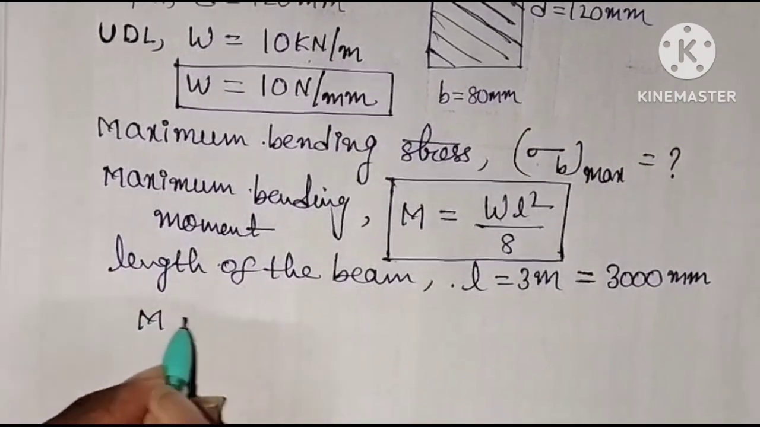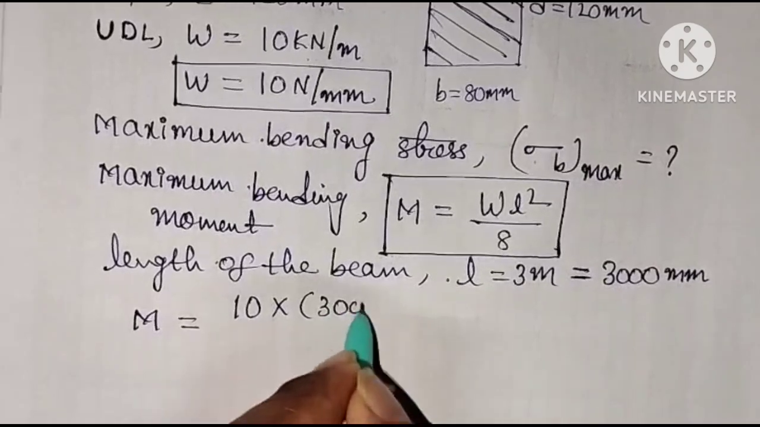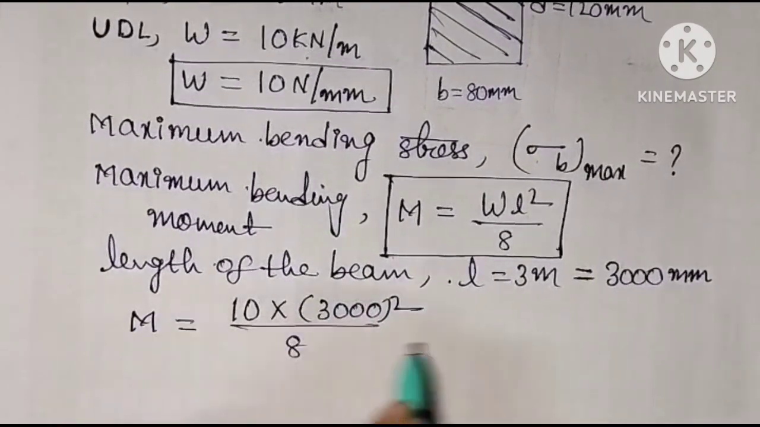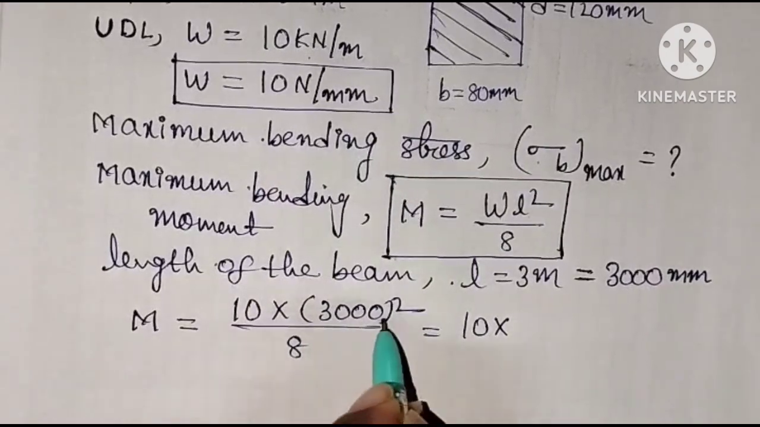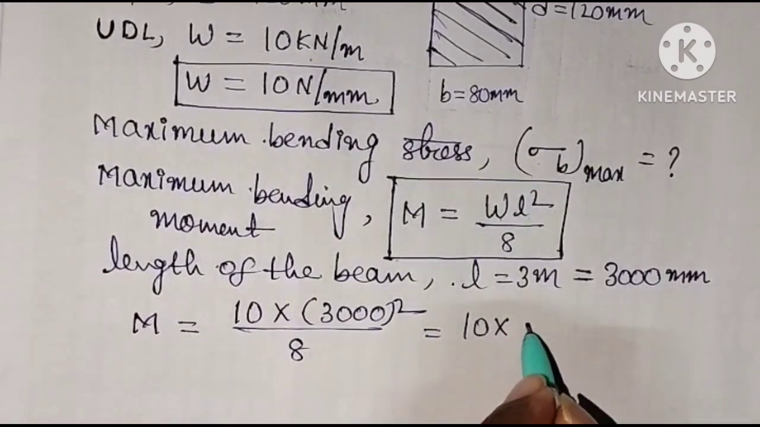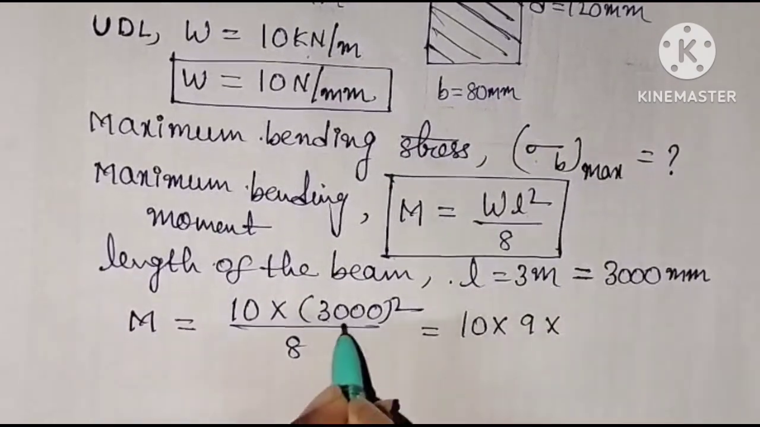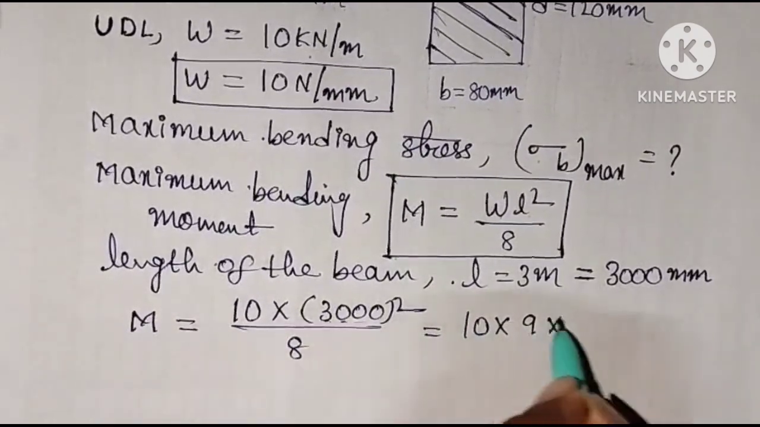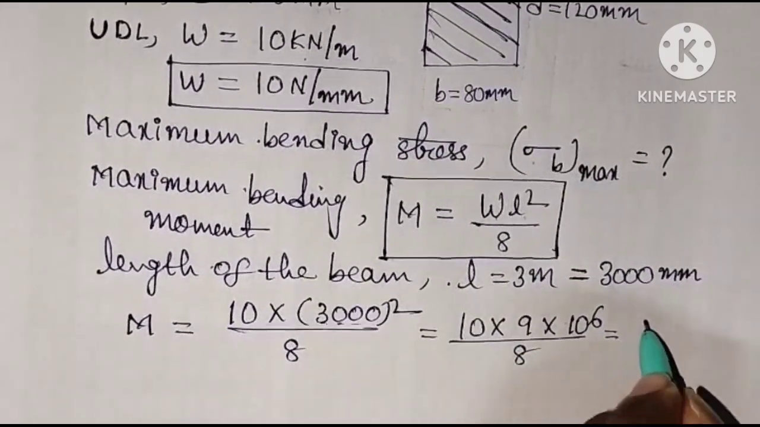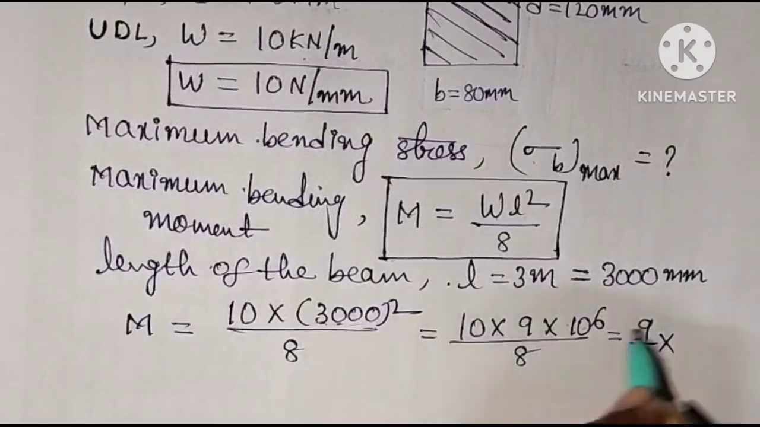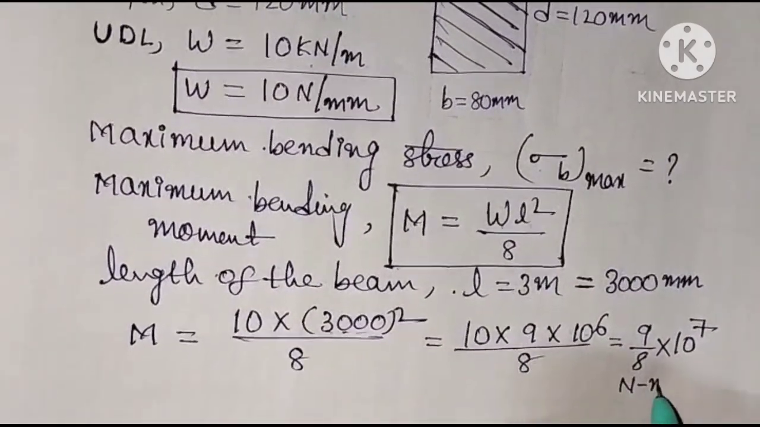So now M is equal to W, 10, into L square, 3000 whole square by 8. 3000 whole square means 3 square, 9, into 6 zeros, that is 10 power 6, by 8. It can be written as 9 by 8 into 10 into 10 power 6, that is 10 power 7. So bending moment unit is Newton mm.